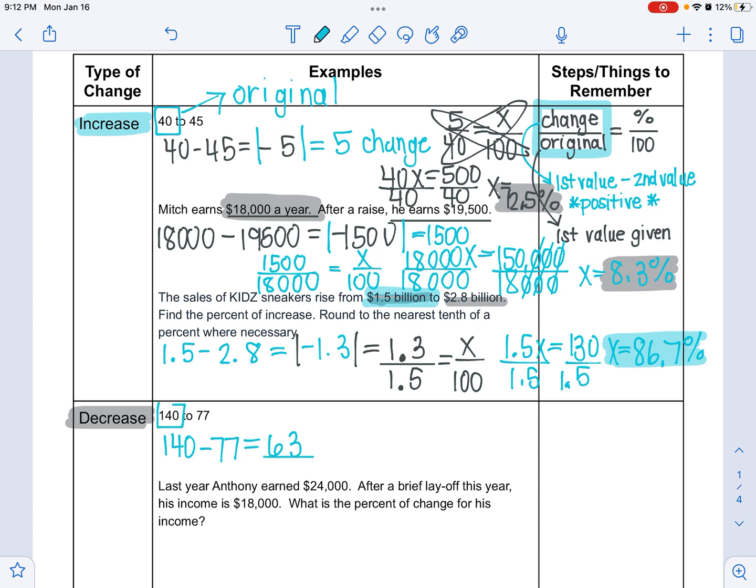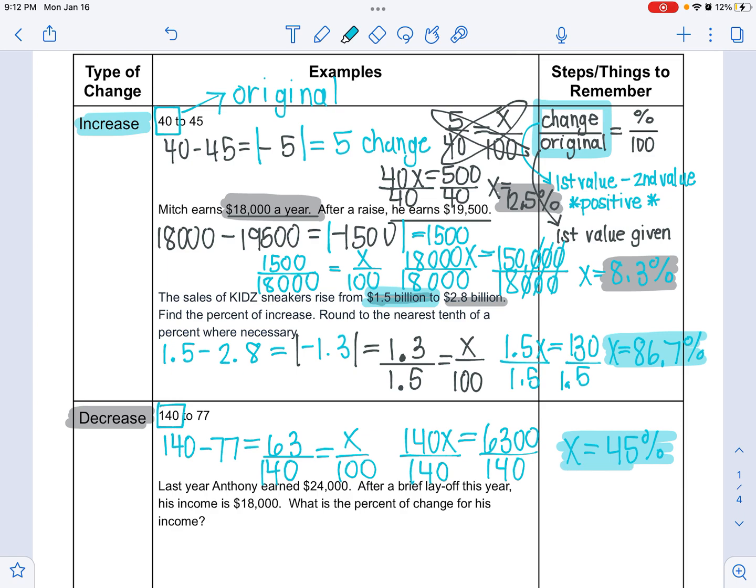That original value is 140, and you get x over 100. So we cross multiply and we get 140x equals 6,300 when you multiply by 100. And you divide by 140, and you're going to see a percent decrease of 6,300 divided by 140, and you get 45%. And this is a decrease.